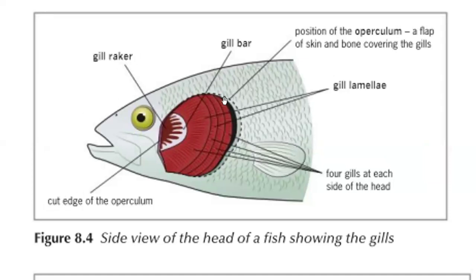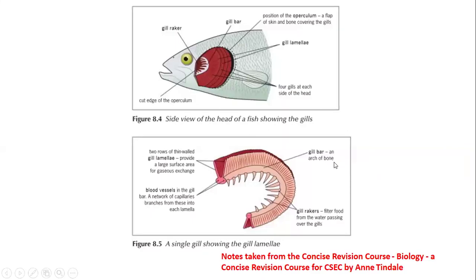We look at the operculum, which is the little dotted lines here that go around, right? Then we have the 4 gills at each side of the head, and we have the gill bar. So we're not taking any chances, guys. So let's look at these diagrams and get that one.